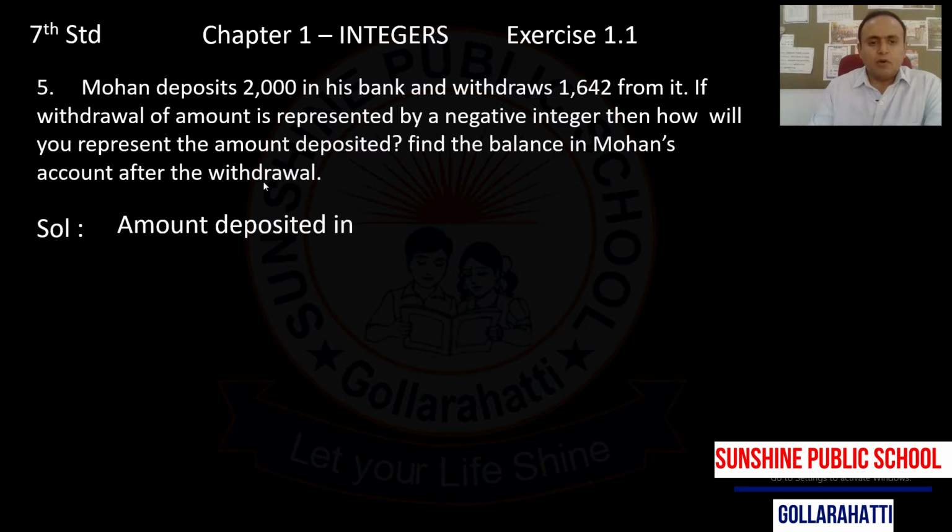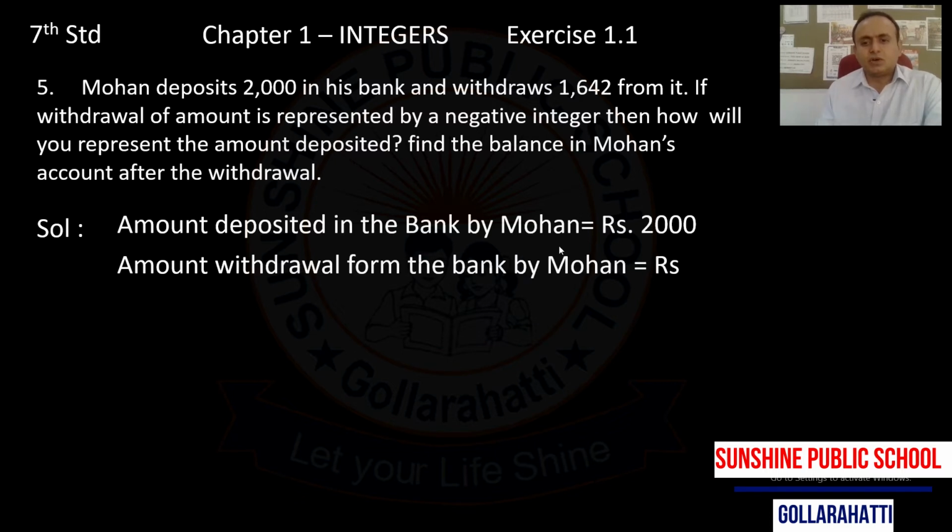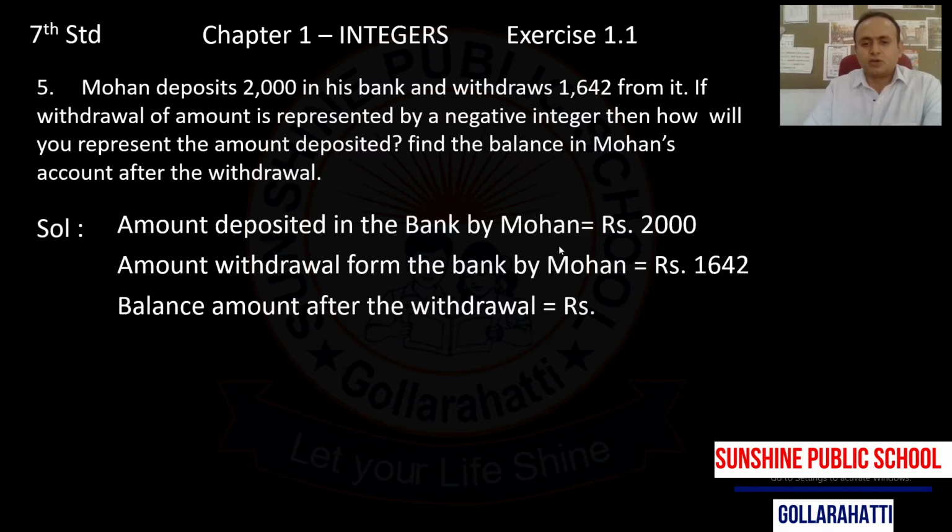Let us see. The amount deposited in the bank by Mohan is equal to rupees 2,000. The amount withdrawn from the bank by Mohan is equal to rupees 1,642, and the balance amount after the withdrawal is equal to rupees 358. You have to subtract, that is 2,000 minus 1,642 is equal to rupees 358.